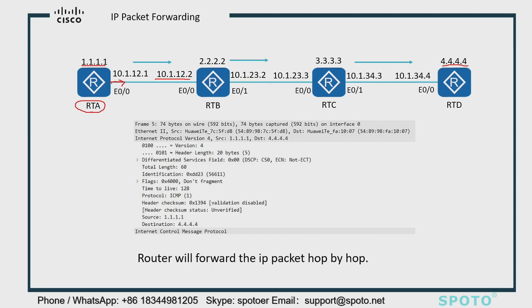So RTA will forward this packet to RTB here, and when RTB receives this packet, it will do the same steps. First, check the destination IP address of the packet; second, search the routing table; next, compare the mask length; and the last step is to forward the IP packet according to the outgoing interface and the next hop IP address. RTC will do the same steps here. So we can summarize here.